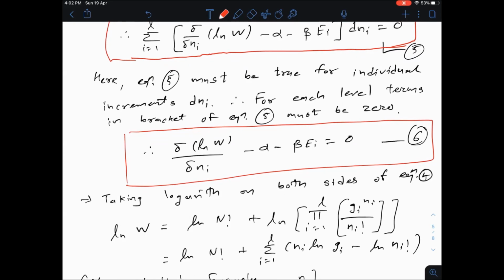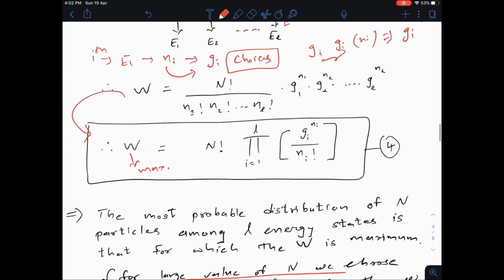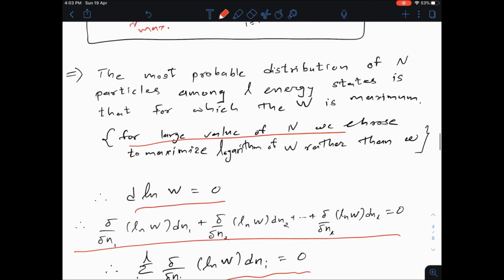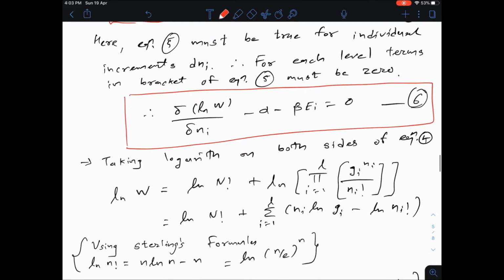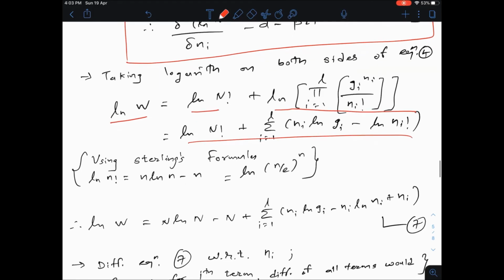Okay, now let's move ahead. We have now derived the W in equation number 4. Now we will take the log of equation number 4. By taking the log of equation number 4, you get this particular equation, that is ln W is equal to ln of N factorial times the product over i = 1 to L of g_i to the power n_i upon n_i factorial. Simplify it in the next steps.